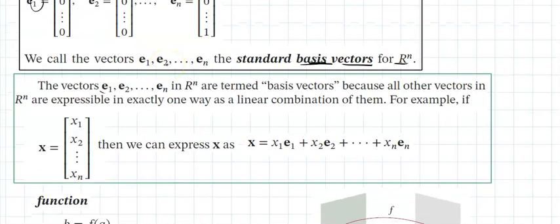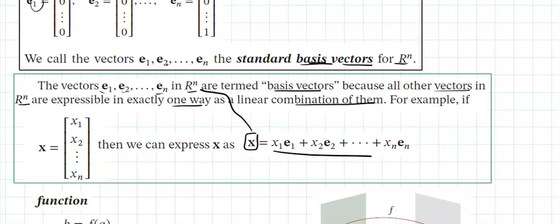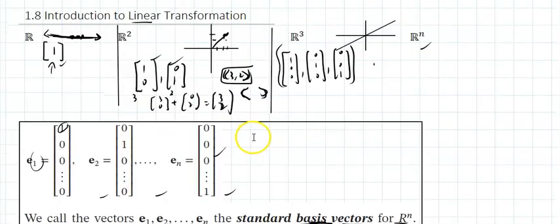These vectors, E1, E2, all the way to En in Rn, are termed basis vectors because all other vectors in Rn are expressed in exactly one way as a linear combination, meaning multiple of them. Any vector that you pick in R sub n, I could figure that out by taking a multiple of these vectors up there. Just like we did here.